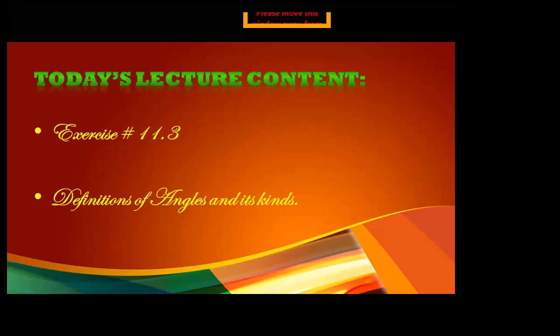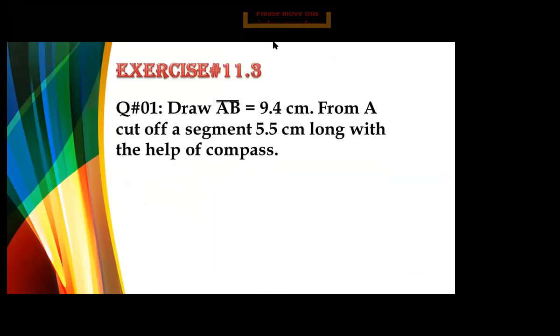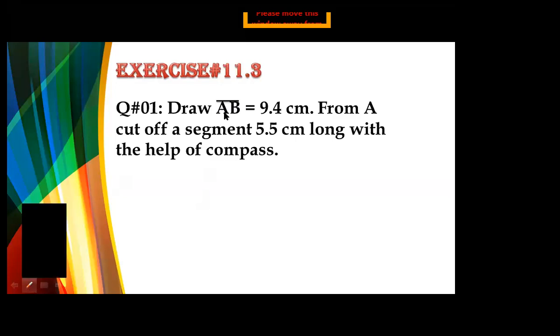Are you ready, students? What is your question number one from exercise 11.3? Draw AB. If you look at AB, there is a small line on top, which is the symbol of a line segment. So you have to draw the line segment AB equal to 9.4 centimeters.